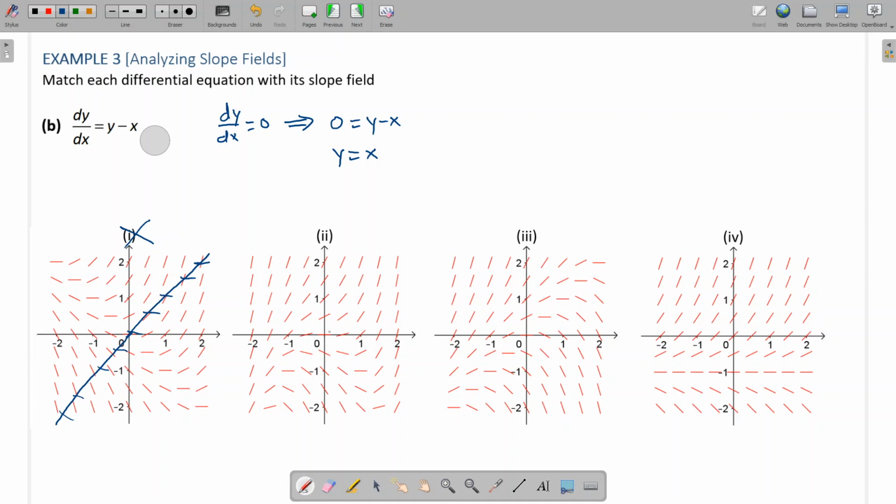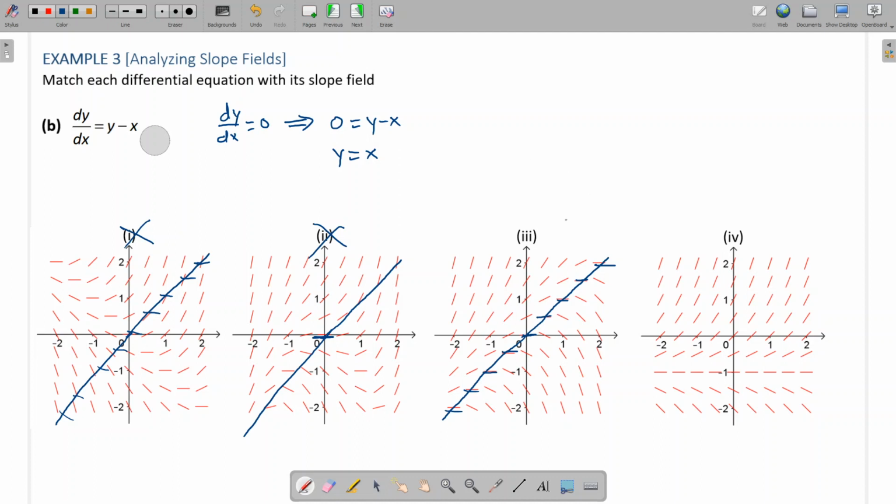So what about the next one? Well, this one starts off good. We have a horizontal tangent here, but quickly they're not horizontal, so this one's out. If we go to the next one, we can see this one indeed has what we're looking for. Along the line y equals x, each of these are horizontal tangents. So it definitely looks like that is going to work. Now there may be another graph that has that same thing, so you might need more information.